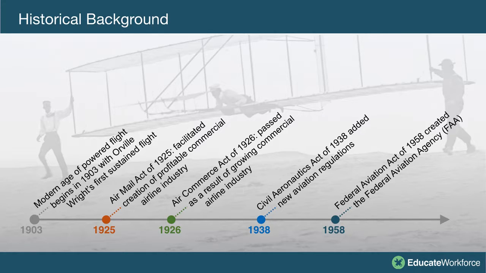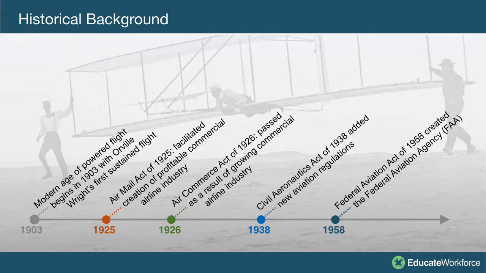A little bit of historical background. We start off in 1903. The modern age of powered flight begins in 1903 with Orville and Wilbur's first sustained flight. Actually, it was the first controlled flight where they could actually control the aircraft. Then in 1925, the Mail Act facilitated the creation of a profitable commercial airline industry. In 1926, the Air Commerce Act of 1926 passed as a result of the growing commercial airline industry.